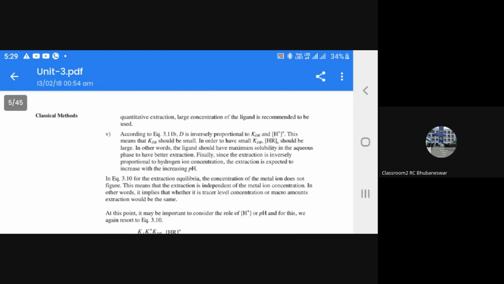Then according to the last equation 3.11, D is inversely proportional to KDR, because it is written as KDR to the power minus n, so 1 by KDR to the power n. As D is inversely proportional to KDR and H plus concentration, this means that KDR should be small. In order to have a small KDR, the HR value should be large. In other words, the ligand should have maximum solubility in the aqueous phase to have better extraction. So finally, since the extraction is inversely proportional to the hydrogen ion concentration, the extraction is expected to increase with an increase in pH.